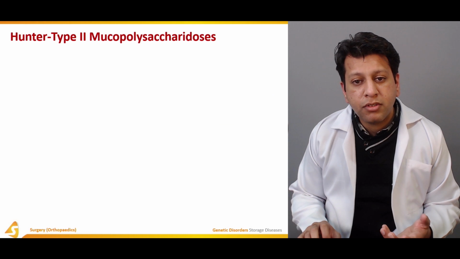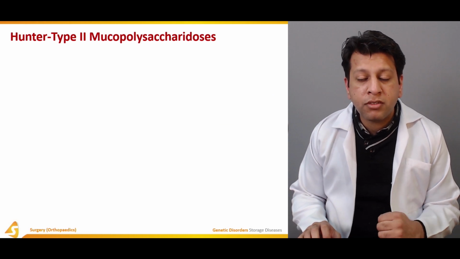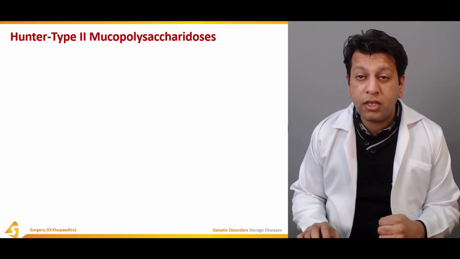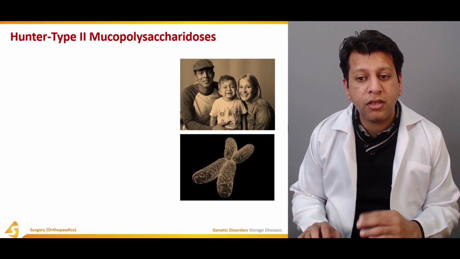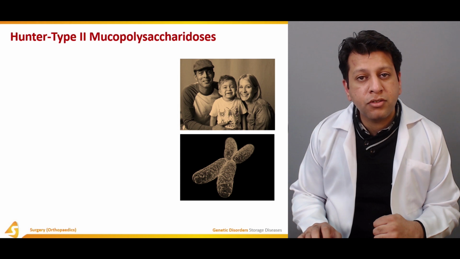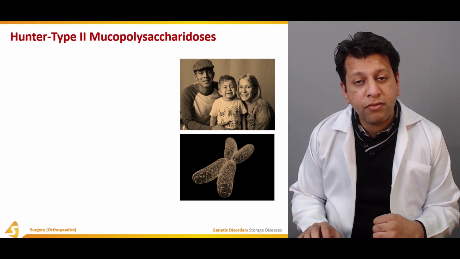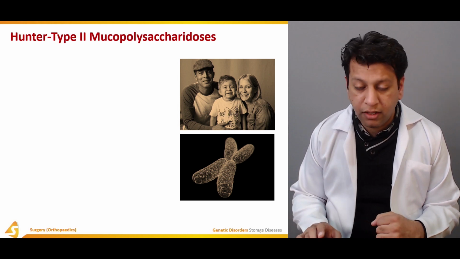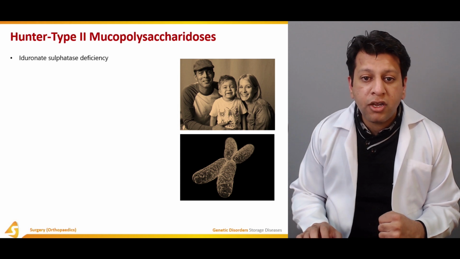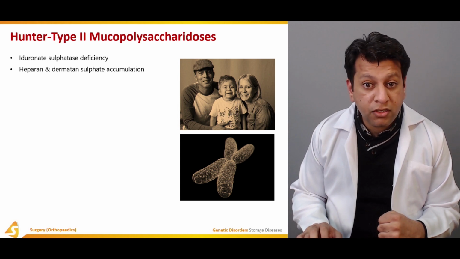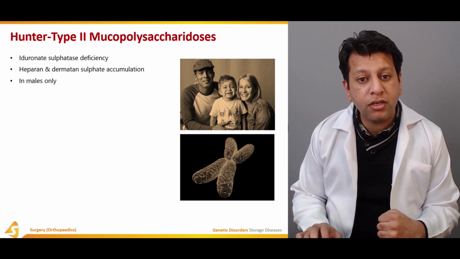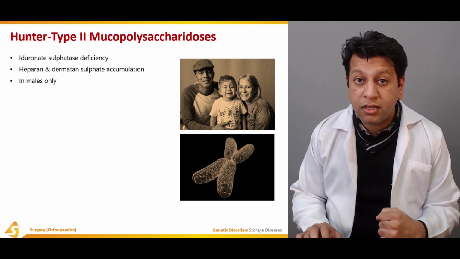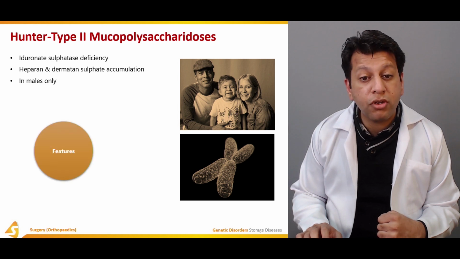Now coming to the Hunter type mucopolysaccharidosis, I just told you that it is X-linked recessive. That is, the most affected are usually the male children, and the mothers are usually the carriers. It's iduronate sulfatase deficiency, which results in heparan and dermatan sulfate accumulation. As it is X-linked recessive, it occurs in males only.